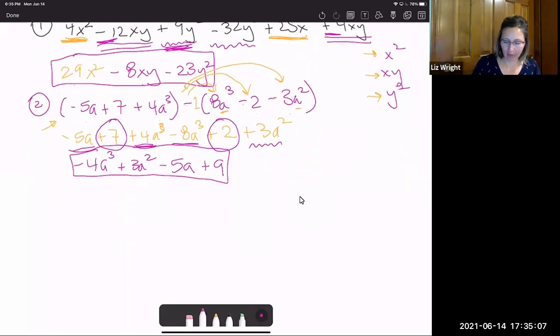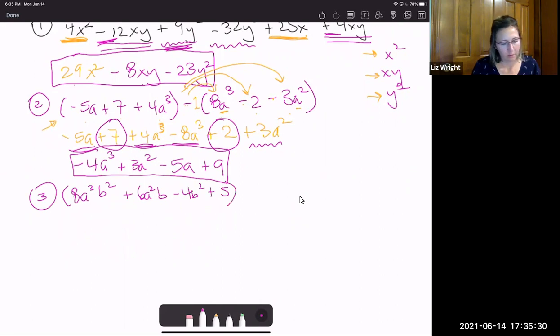So let's check out our next example. So this one's kind of a long one. We've got 8a cubed b squared plus 6a squared b minus 4b squared plus 5. Then we are adding 10a squared b minus 4a cubed b squared plus 6a squared minus 7. All right, so we're going to do the same thing.